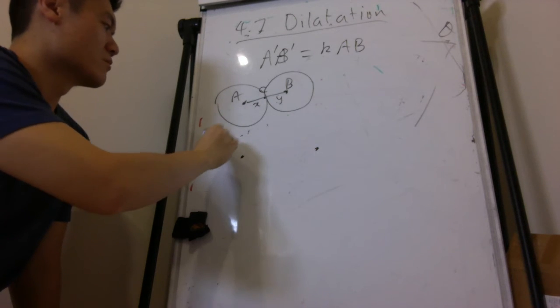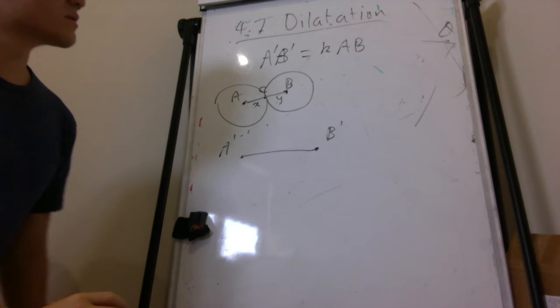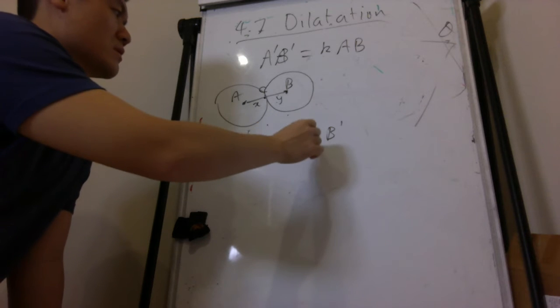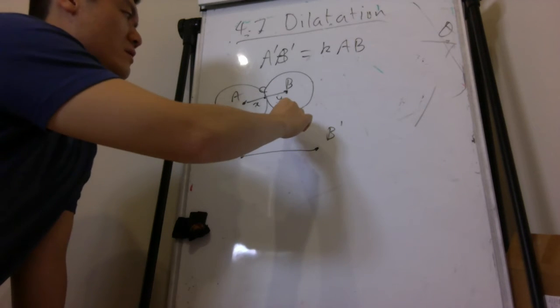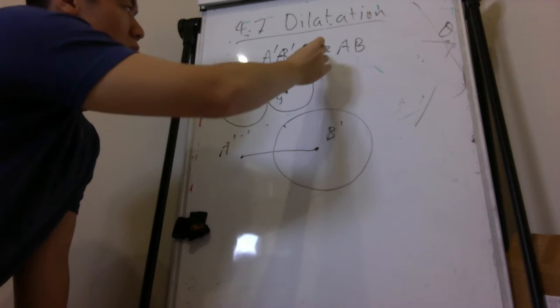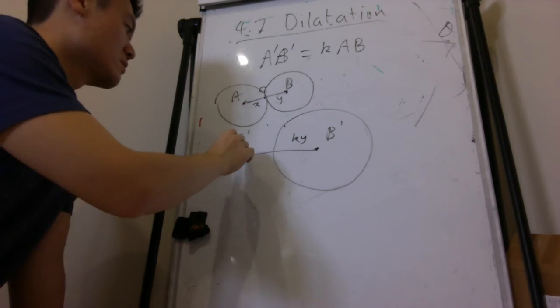So A prime and B prime, yeah. Now, what does that just mean? It means AC prime would be okay, so C prime would have to lie on a circle around B prime, right? Yeah, of radius KY. That makes sense? Yeah.